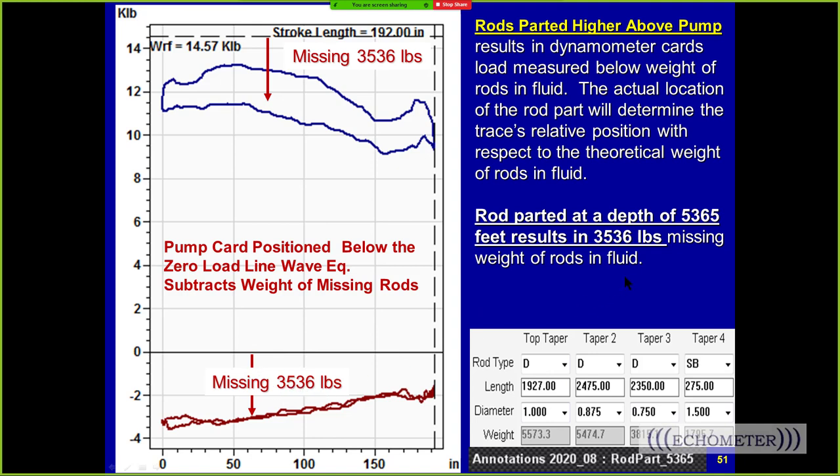And that means that some of these rods here are missing, because we've got 2,275 feet of inch and a half rods, and we've got 2,350 feet of three-quarter inch rods. And so we need to get rid of all of the weight bars and somewhere close to half of the three-quarter inch rods to account for 3,536 pounds of weight of rods in fluid. And this is the weight of rods in air right here.